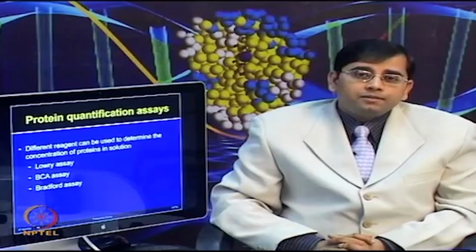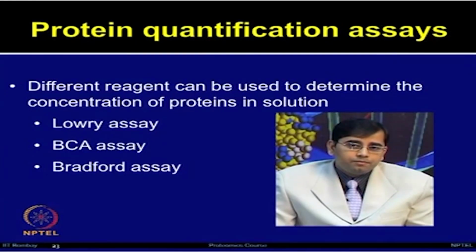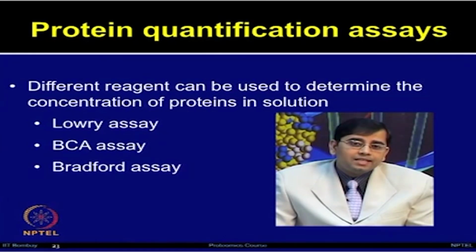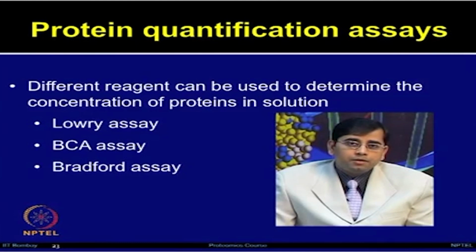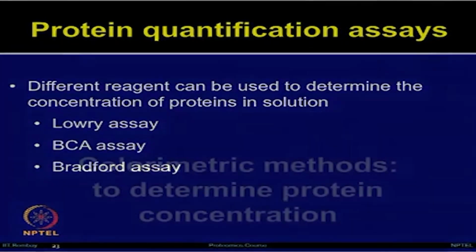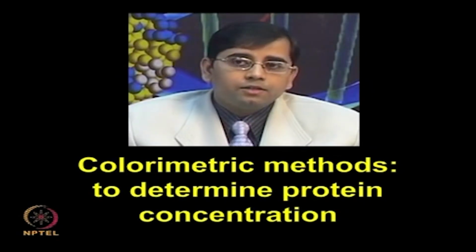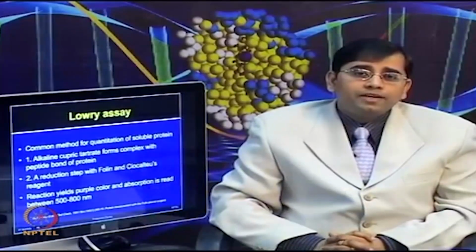To overcome these limitations, different reagents and different quantification assays have emerged, and these reagents can be used to determine the concentration of proteins in a given solution. These methods include Lowry assay, BCA assay and Bradford assay. There are several other assays as well, but we will talk about these three more commonly used methods. So, let us talk about different types of colorimetric methods to determine the protein concentration. So, let us first talk about Lowry assay.